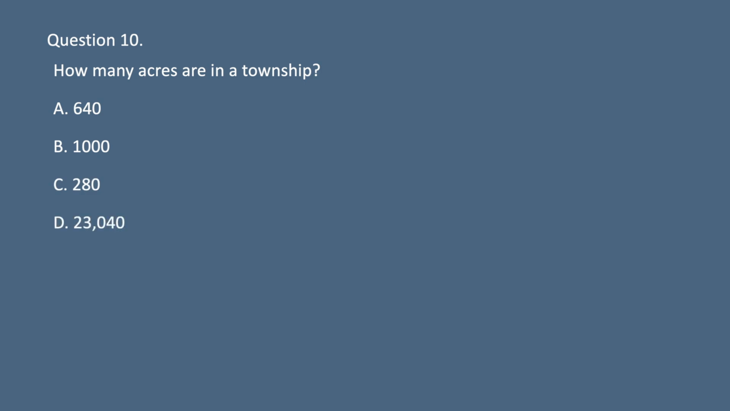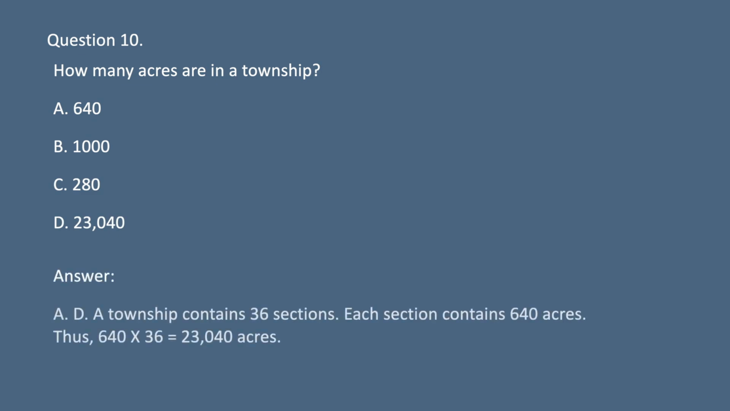Question 10. How many acres are in a township? A. 640. B. 1000. C. 280. D. 23,040. Answer. D. A township contains 36 sections. Each section contains 640 acres. Thus, 640 by 36 equals 23,040 acres.